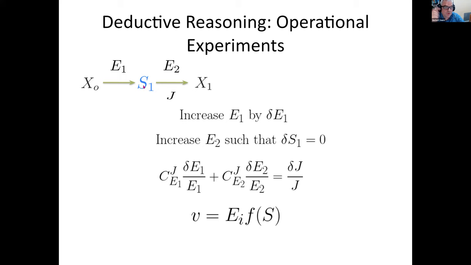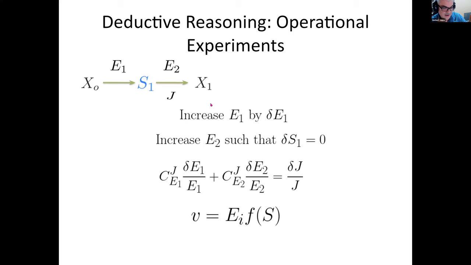And so we start off with an initial steady state. I perturb E1, I move E1 up. That'll move S1 up. But now I'm going to change E2. If I increase E2, that'll consume more S1, and I can bring S1 down to what it was before I did any perturbations. Okay, so this is the thought experiment we're doing. Given this thought experiment, I can write this in terms of equations.